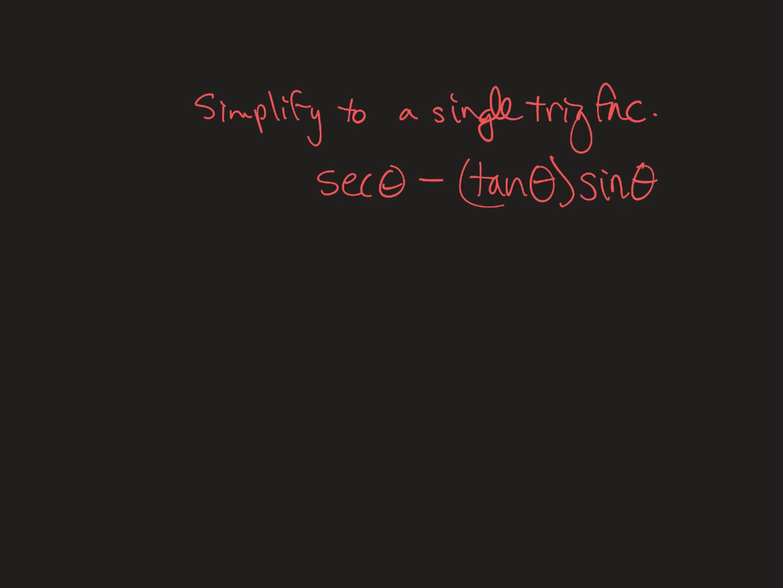So to simplify, you're going to learn all different types of strategy, but one common strategy is, well, let's just write everything in terms of sine and cosine. So let's try that strategy here, and see if we can do anything. So secant of theta is 1 over cosine theta by the reciprocal identity. Tangent by the quotient identity is sine over cosine. And then I've got times sine theta.